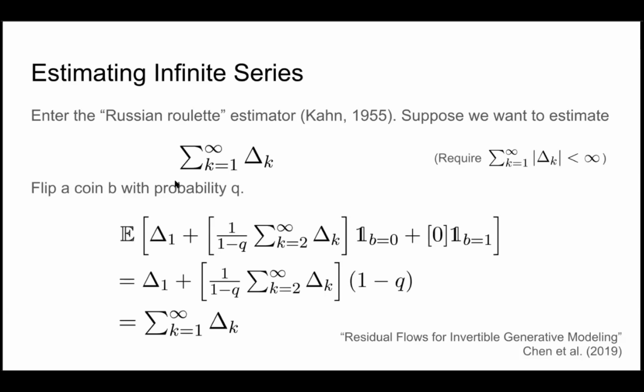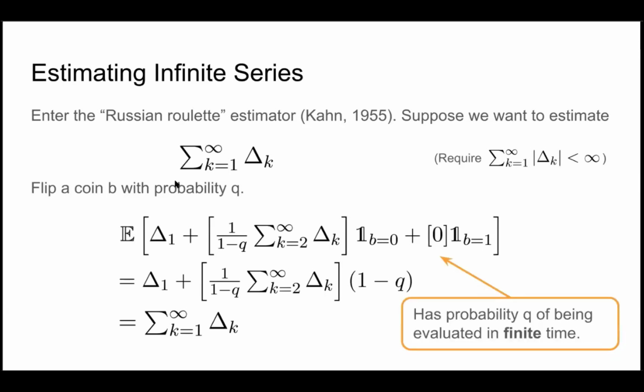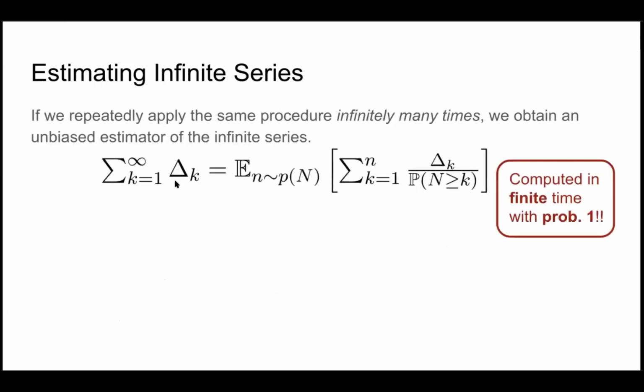But something very interesting has happened here. In computing this estimator, there's now a probability of q that we only need a finite amount of compute. But this estimator still has a non-zero probability of requiring infinite compute. To take this even further, we can apply this trick over and over again to the remaining terms, sampling a new coin toss for every outcome where we have to continue. So we can obtain an estimator that uses finite compute with probability 1. And we basically just need to apply this trick infinitely many times.